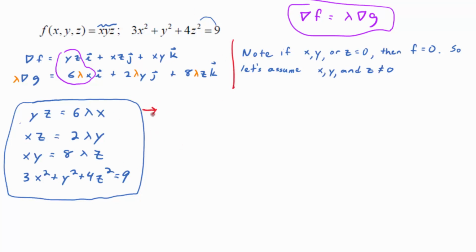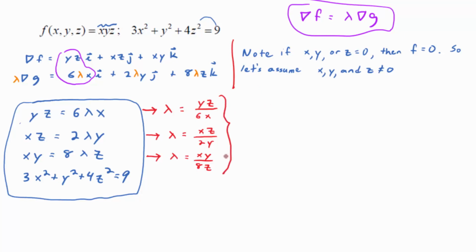Okay, so lambda then, since we've shown x is not equal to 0, it's okay to divide by it. What do we get? Lambda equals yz over 6x, and that's from the first equation. From the second equation, lambda equals xz over 2y. And from the third equation, xy over 8z. Now that's what my instincts are telling me to do. If I work on this for a while and it doesn't go anywhere, try something else, right?